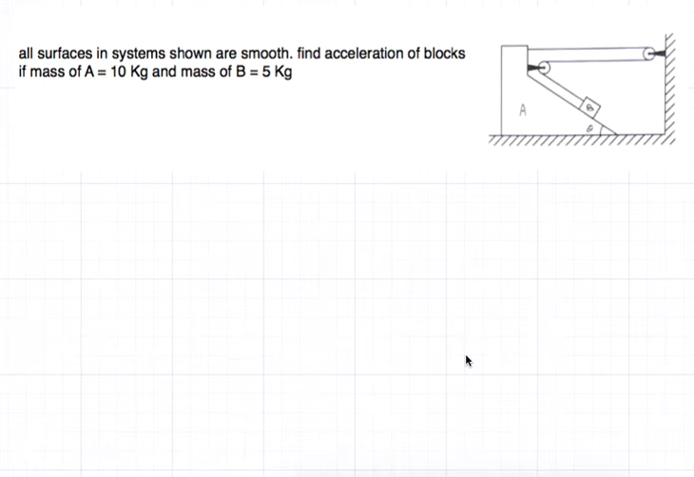This is a problem on FBD again. Now we'll use the method of SAFE. What is SAFE? We have to find out the system, then we'll decide the axes for the different systems, then we'll decide on the frame, and we'll write down the equations. That's it.